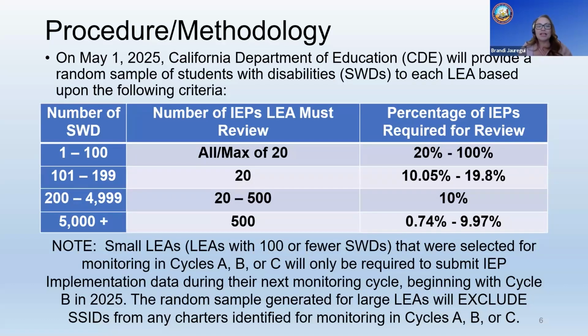The other thing I should note is for all other large LEAs, and those are LEAs with more than 100 students with disabilities, when we generate that random sample of SSIDs, that random sample is not going to include any charters that you authorize that are in cycles A, B, or C. So you should only receive SSIDs related to your LEA and any charters that are not identified as small LEAs.